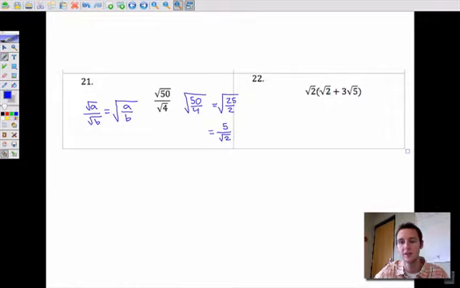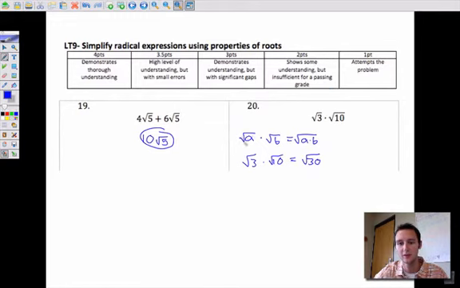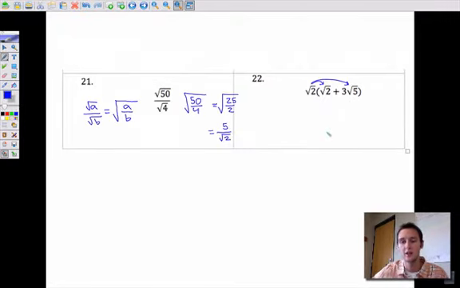Moving on to here, this is your basic distributive property. So you'll want to distribute the square root of 2 to each part of what's in these parentheses. The square root of 2 times the square root of 2, if you remember going back to this slide, square root of a times square root of b is just the square root of a times b. So that is basically what we have here, the square root of 2 times the square root of 2. And then the square root of 2 times 3 times the square root of 5.